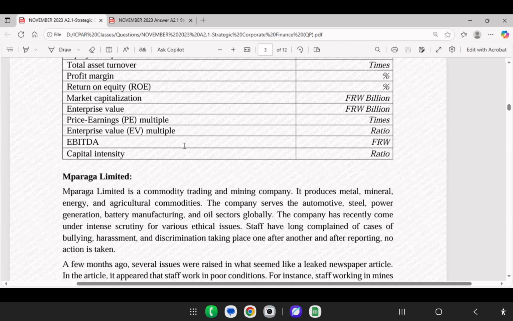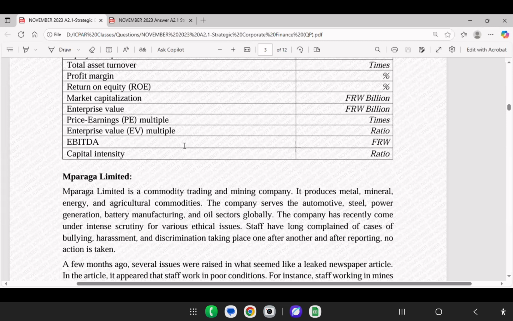Then we are given Mparanga Limited. Mparanga Limited is a commodity trading and mining company. It produces metal minerals, energy, and agricultural commodity. The company serves the automotive, steel, power generation, battery manufacturing, and oil sectors globally.